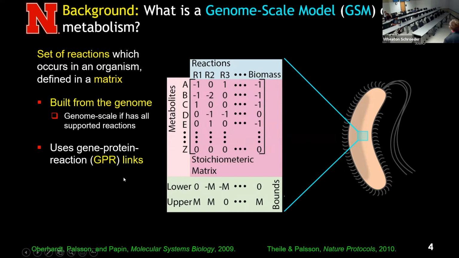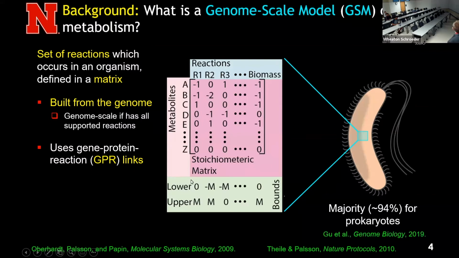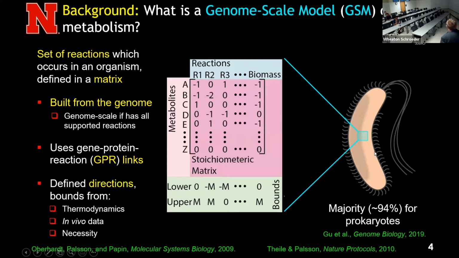So we build these through establishing gene-protein reaction, or GPR, links. Due to the availability of genomic information and the comparative ease of reconstruction, most of the genome-scale models, about 94%, are for prokaryotic organisms at this time.